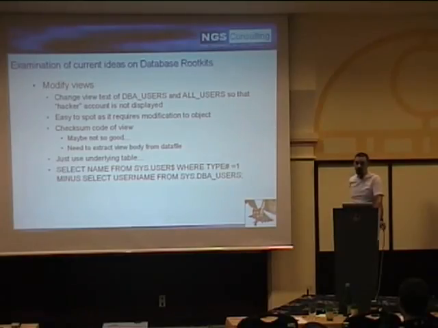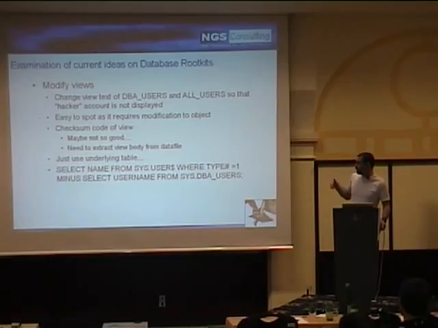Because at the end of the day, you're trusting a database server which may have been compromised. If the attacker's that advanced, basically they can modify the database server such that when someone does a check on the code of the view, for example using the DBMS_UTILITY package to create the checksum, they just need to modify that and fire back whatever they want you to see. So essentially, you need to go to the data file itself, extract the view body from that, and do your checksumming on that directly.